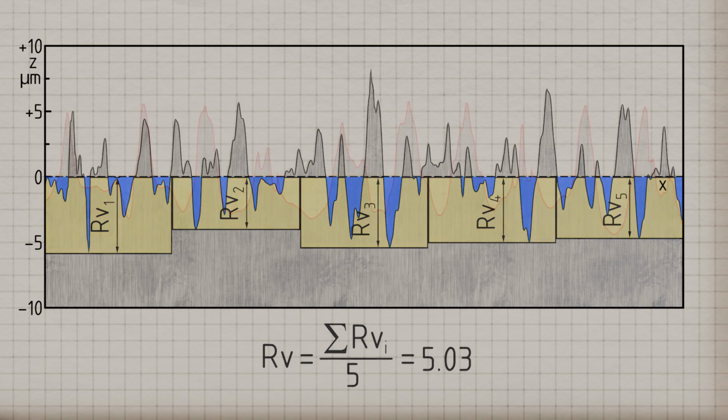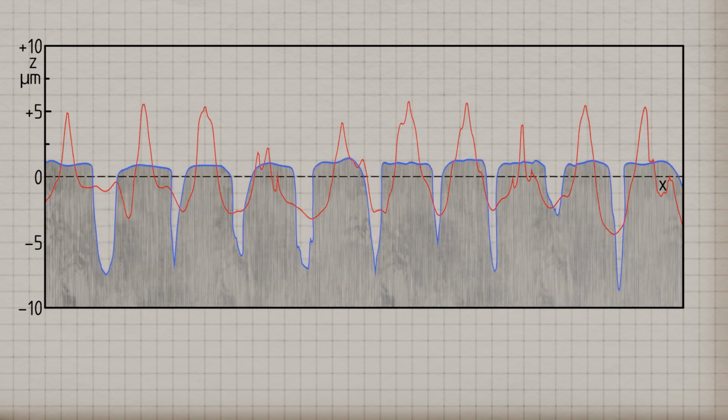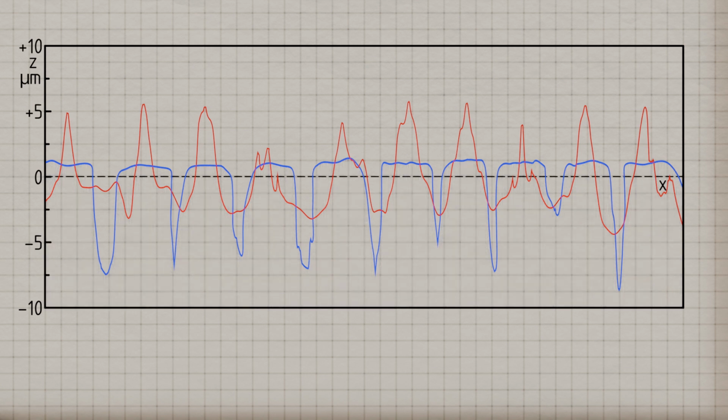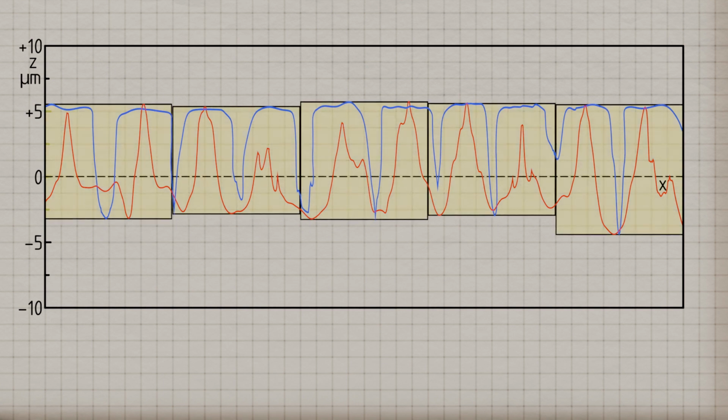Let us consider the roughness profiles of 2 different surfaces, shown in red and blue. In both cases, the mean profile heights are the same. This becomes clear when we shift the blue profile slightly upward. Within each individual section length, we always have the same profile height measured from the deepest point of a valley to the highest point of a peak. Thus, for both roughness profiles, we obtain the same RZ value.